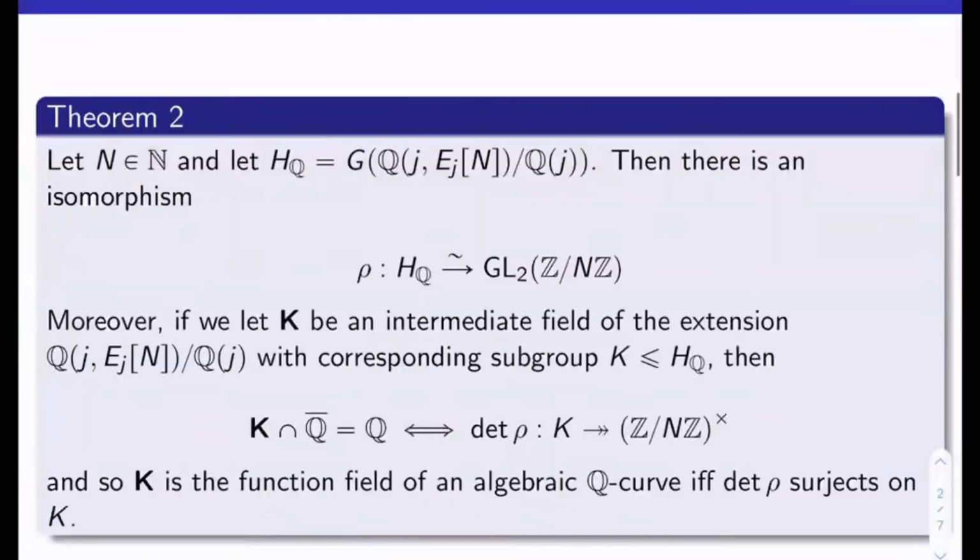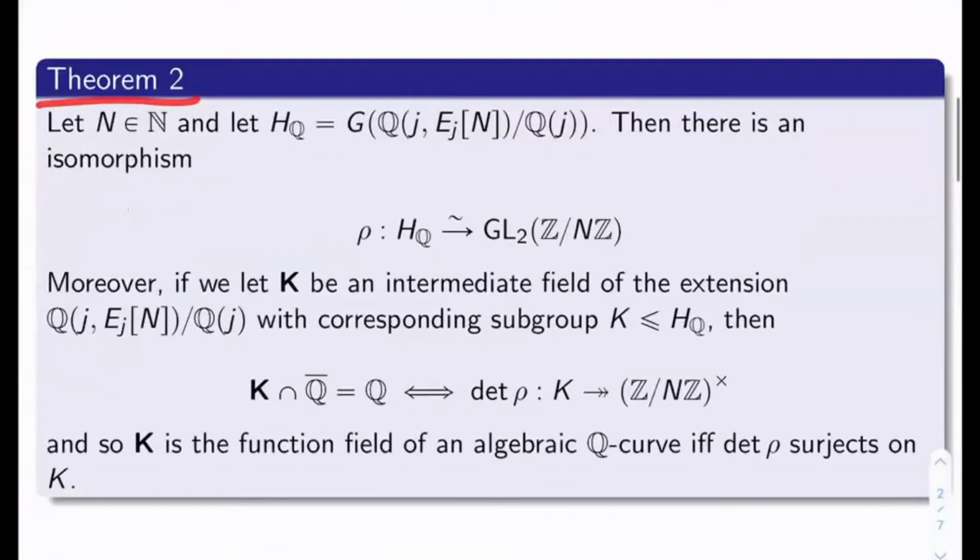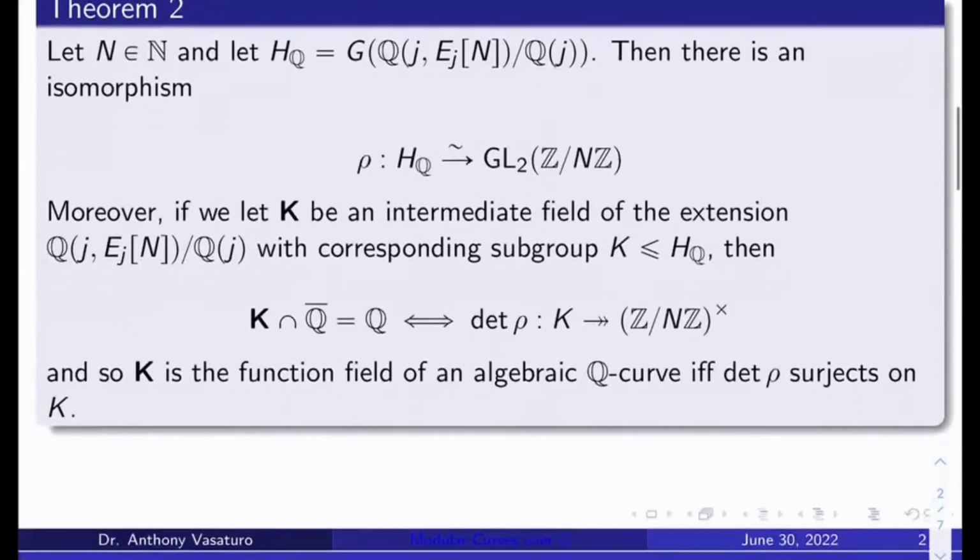So let's review theorem 2 from the previous video. It says, let n be a natural number and let H_Q be the Galois group of Q adjoin the j-invariant and the n-torsion of the universal elliptic curve E_j over Q adjoin j. There's an isomorphism rho from that Galois group H_Q to GL2 of Z mod NZ. That's the first thing.